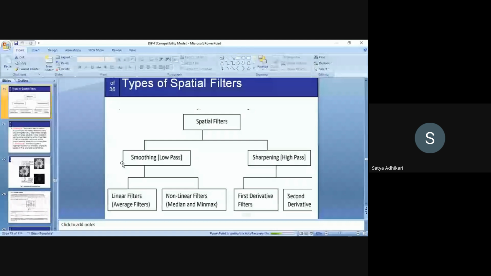Please recall, the linear filter is nothing but the particular pixel value, meaning its gray level value, is replaced by the average pixel value of its neighbors, the mean value of its neighbors. So that is why it is called the linear filter.